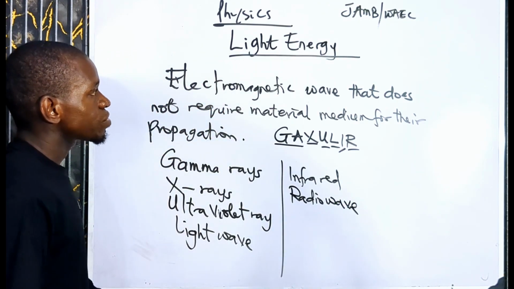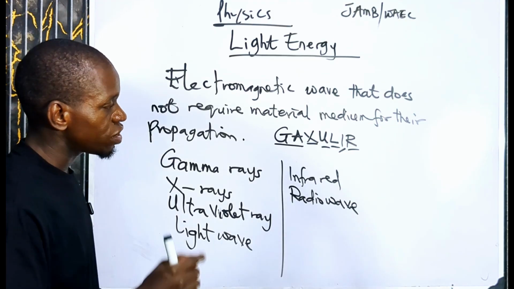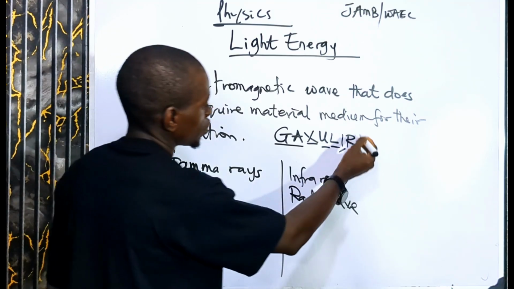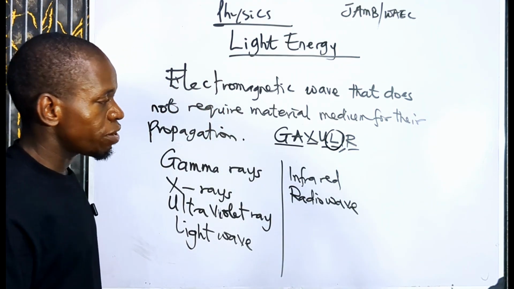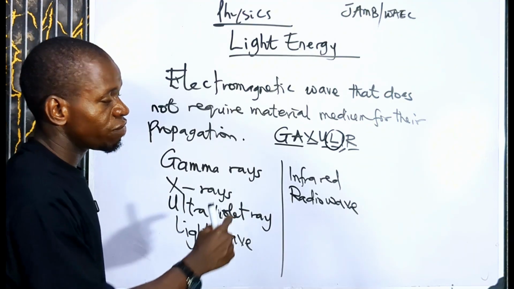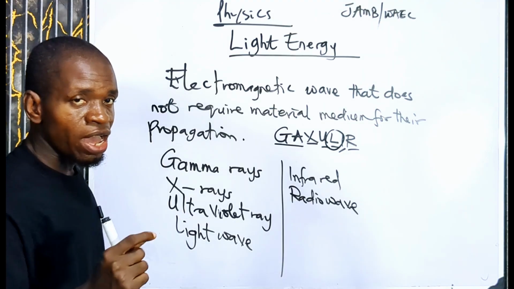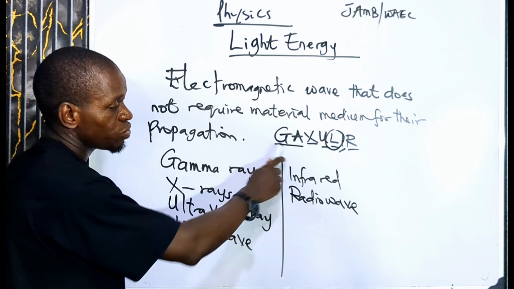Now you can see that this light energy, or this light wave we're about to consider, is under the family of electromagnetic waves, and you can now see where it belongs. Out of these waves that we have, light is the only one that is visible to the eye. Unlike other electromagnetic waves, they are not visible. Gamma ray is not visible to the eye.